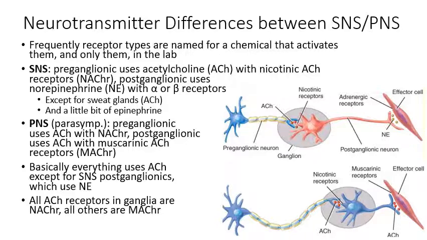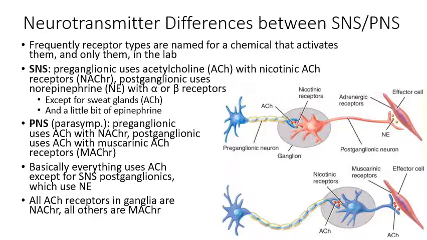You also have some differences in terms of the neurotransmitters that are used by the SNS and PNS and the neurotransmitter receptors that are used by the SNS and PNS. So for the sympathetic nervous system, the preganglionic neurons are always going to release acetylcholine as their neurotransmitter. That acetylcholine is going to cross a synaptic cleft and bind to receptors on the postganglionic neuron. Those receptors are going to be nicotinic acetylcholine receptors.